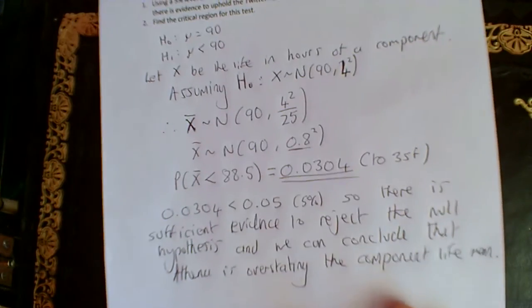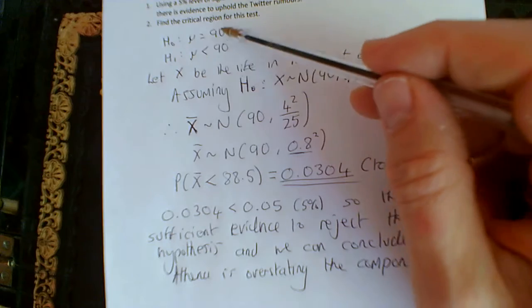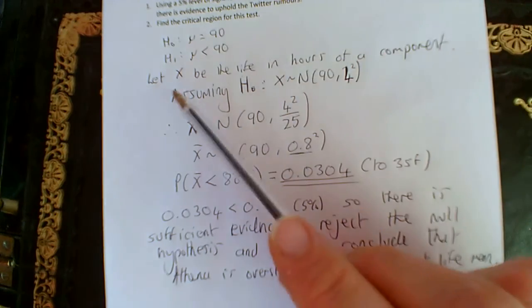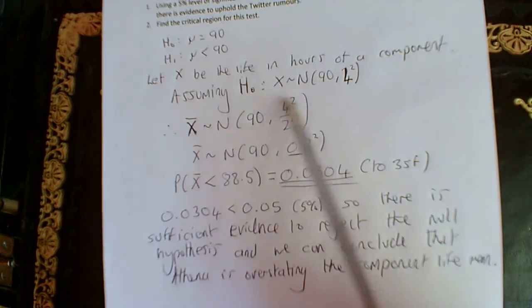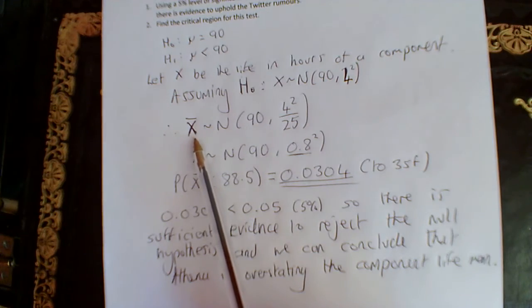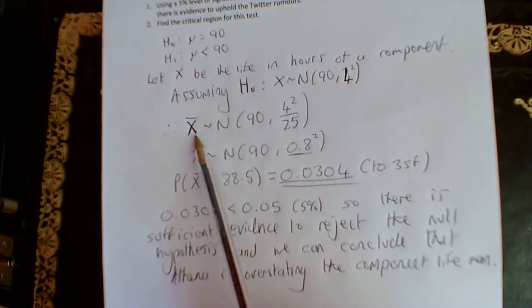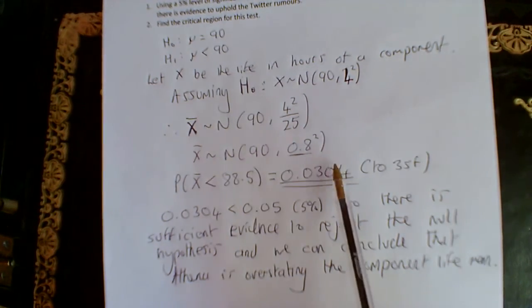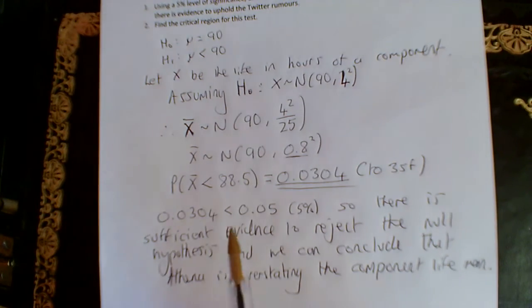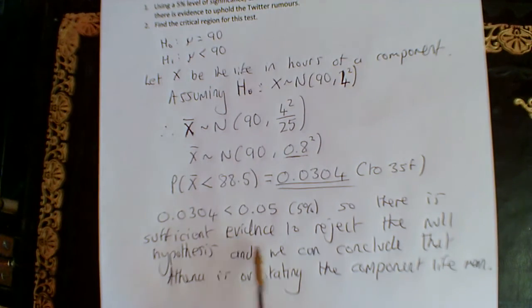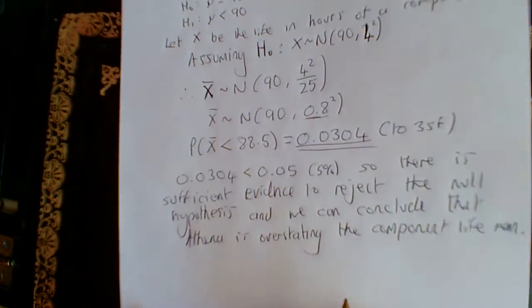So what we've done, we've got all the parts there. We've got the null hypothesis, the alternative hypothesis. We've defined X. We've made our assumption. We've put it into the context of the distribution of means. We've done our test. We've worked out a probability. And we have made a contextual conclusion. That should get full marks.